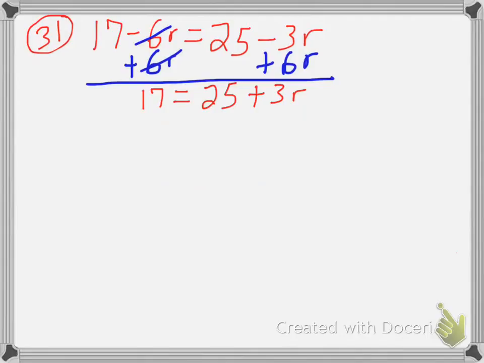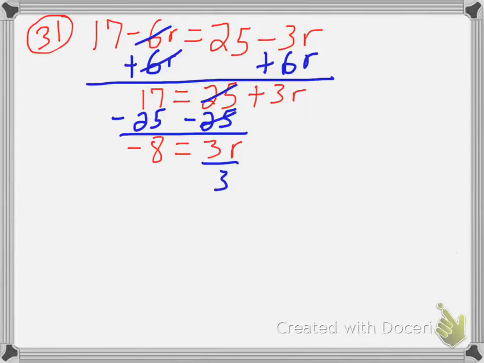Now I want to go ahead and get the r by itself, so this is like the previous problem we did. So I get rid of my addition and subtraction first, so that's a positive 25, so I go minus 25 from both sides to keep it balanced. 25 and negative 25 cancel. 17 minus 25 is a negative 8, and then 3r. Now I want to get the r by itself, so I divide by 3 and divide by 3. And that leaves us with r equals negative 8 over 3.